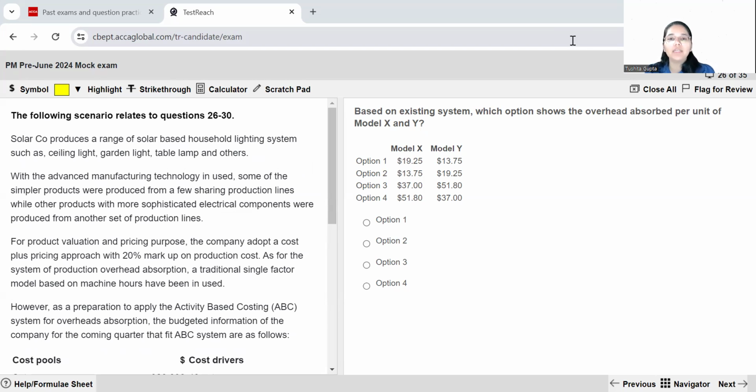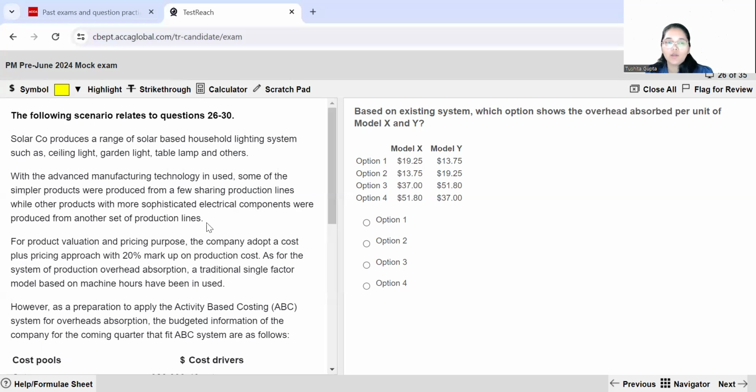So this is the third OT case study, the last one for your section B. The name of the company is Solar Company. As you can see through the first requirement itself, overhead absorption per unit. So I can ascertain that it is about the overheads unit where we have learned about different absorption techniques, so specialized cost accounting techniques, you can say. This is the entire case study basis which we have to answer questions 26 to 30.